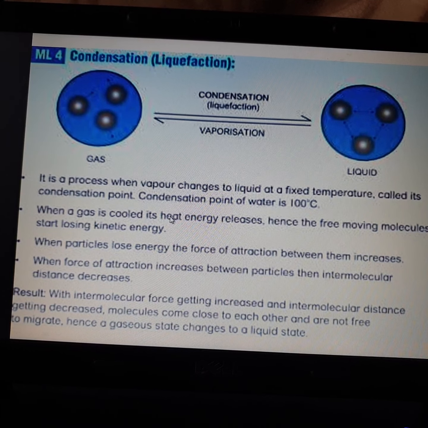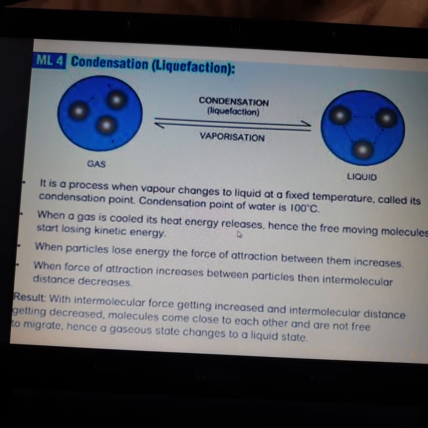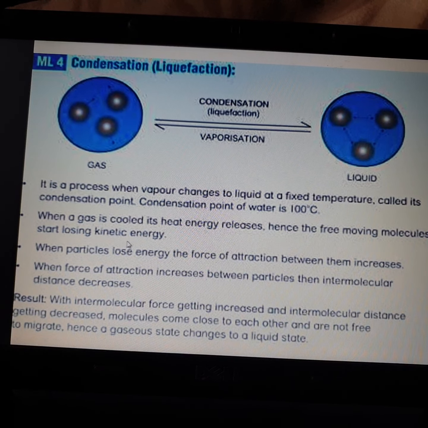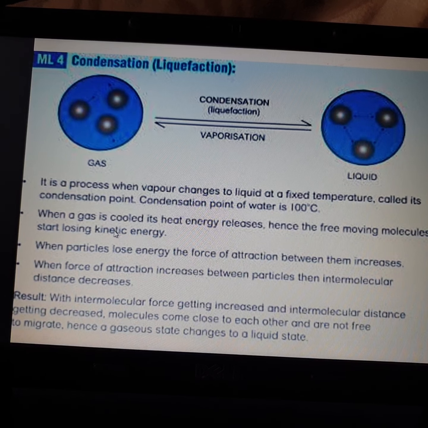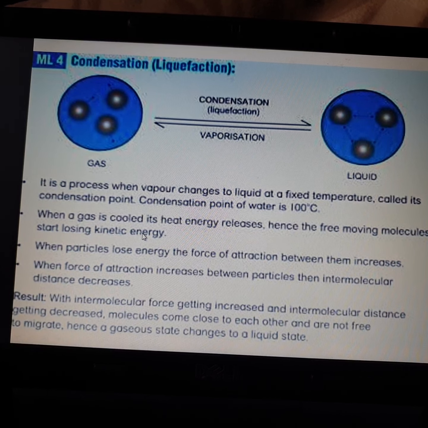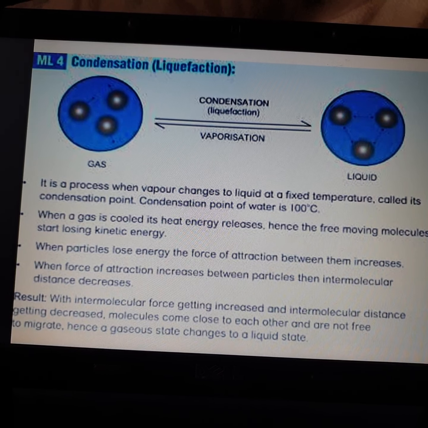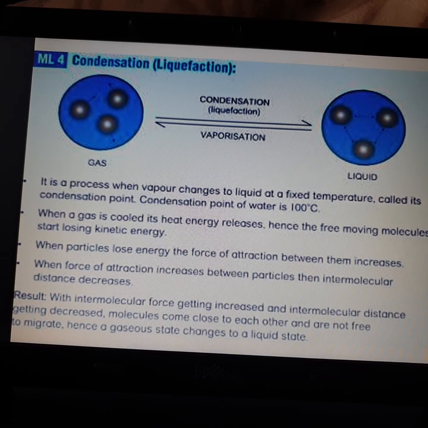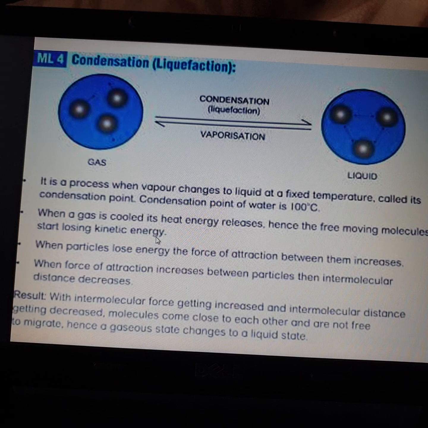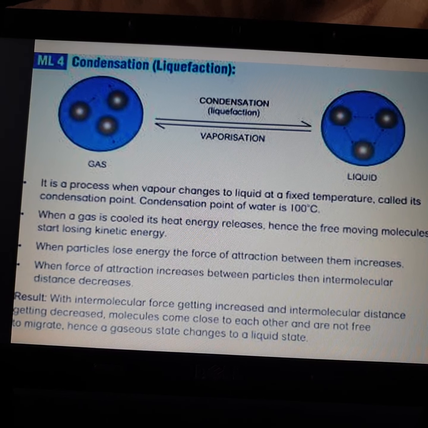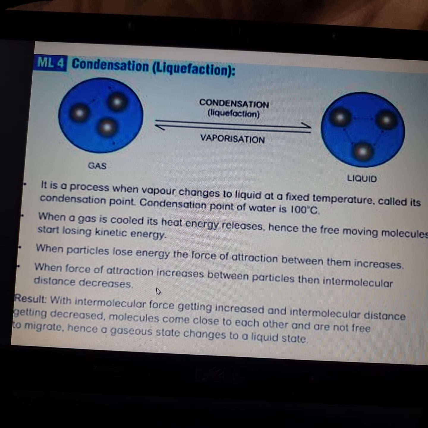When a gas is cooled, its heat energy is released. Hence, the free moving molecules start losing kinetic energy. So, when a gas is cooled, the heat energy is released, and hence the free moving molecules present inside the gas lose their kinetic energy. When particles lose this energy, the force of attraction between them increases. When the force of attraction increases, the intermolecular distance decreases.